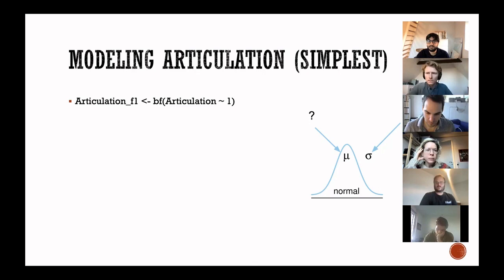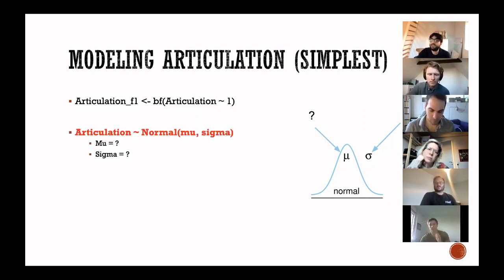These correspond to defining a formula. I'm calling it here articulation F1 because it's the first that we're going to build. And we assign to this formula, using the brms function bf, Bayesian formula, the simple syntax of articulation tilde 1, which means that articulation is distributed as a normal distribution with 2 parameters, a mu and a sigma. And we want to estimate the mu and the sigma. That's it. You should be familiar with this from lme4 or whatever other software you use.